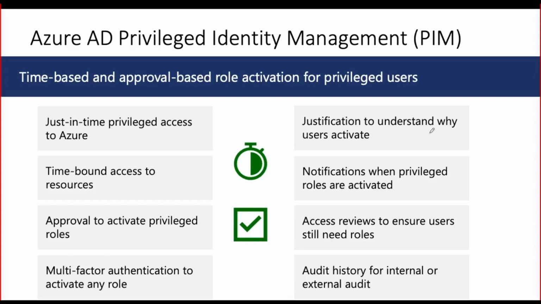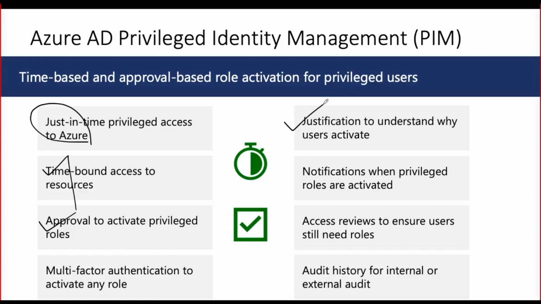Now let's understand PIM. These are the properties associated with PIM. It is a time-based and approval-based mechanism where just-in-time privileges are set for the accounts. It is time-bound access provided to the user, and it is based on approval. So if he sends the request, it will be approved by the owner, and then he can work within the time-bound given. Multi-factor authentication can be used. Justification.